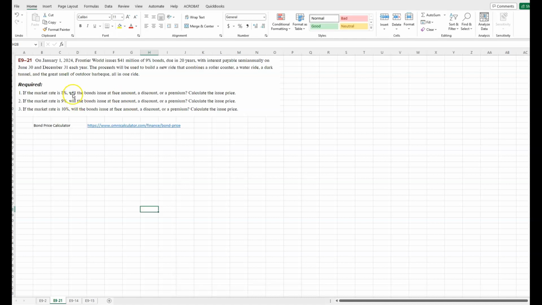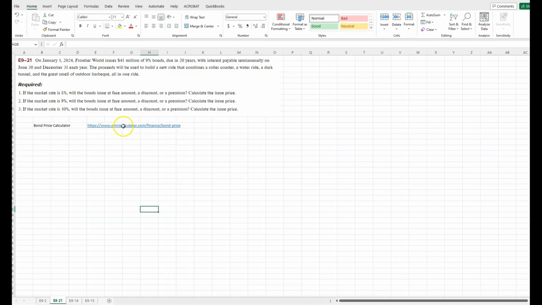So if the market rate is 8% and the face rate is 9%, how will the bonds issue? Will they issue for 41 million? Will they issue for less than 41 million? Or will they issue for more than 41 million? So face amount would be 41 million. A discount would be less than 41, and a premium would be more than 41. Since the bond is paying 9% and the market rate is paying 8%, and we want a yield to maturity of 8%, this one will issue at a premium.